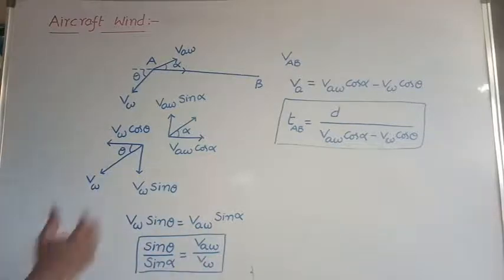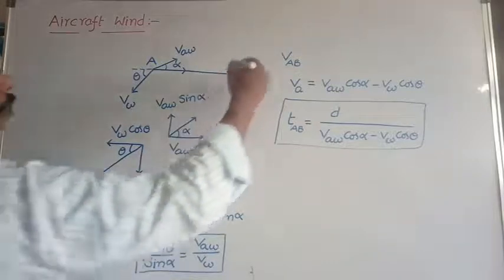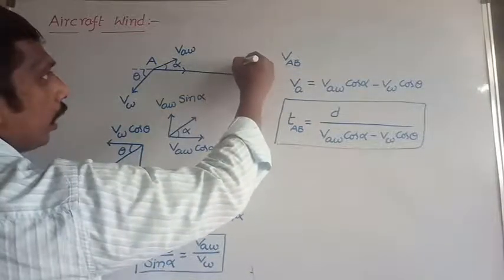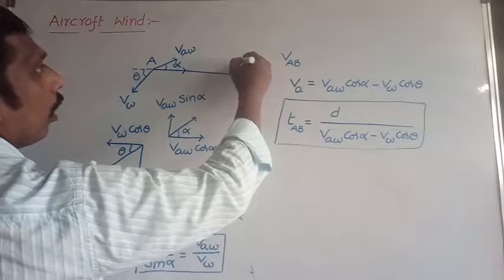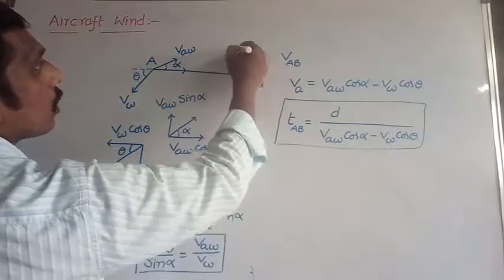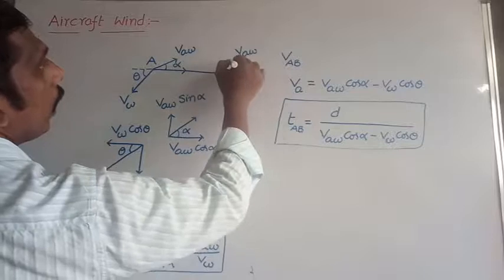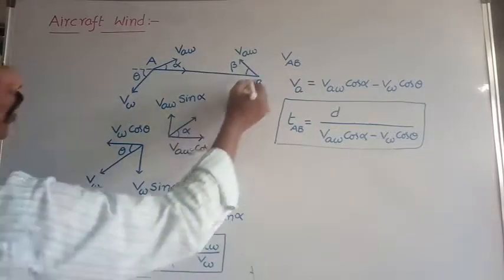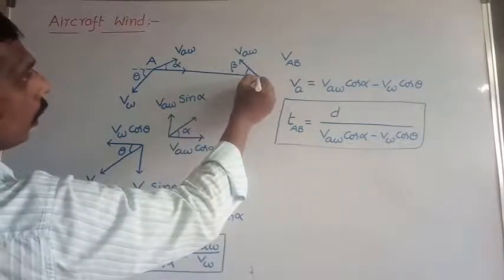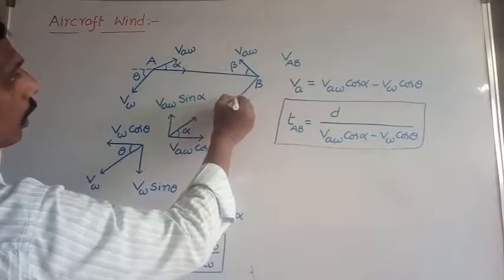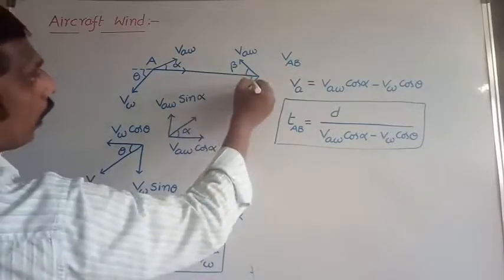Next, the aeroplane travels from B to A. How much time does it take? Suppose the aeroplane is making an angle beta with the horizontal, that is, the velocity of the aircraft with respect to wind makes an angle beta with the horizontal, and the wind is blowing in this direction only, making an angle theta.